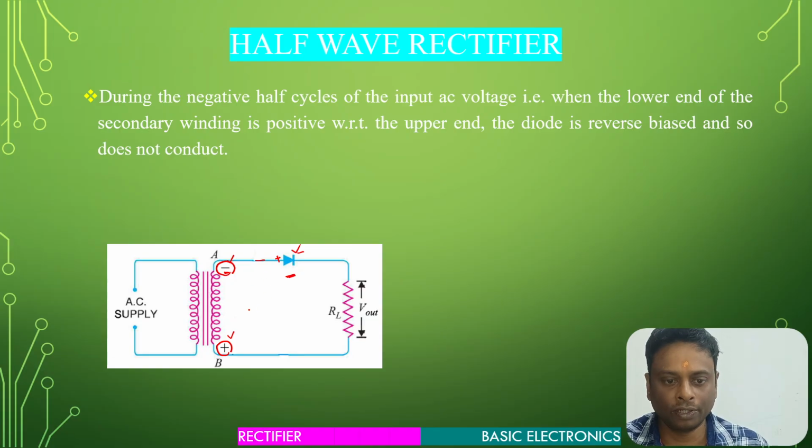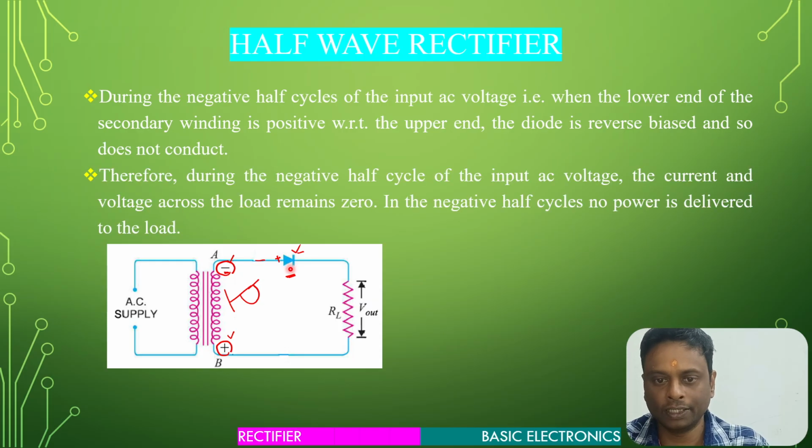So this is the negative half. We are talking about this negative half of the AC supply. During this negative half, this end is negative and this end is positive. In this case, the diode gets reverse biased. That is why it does not conduct any current. You can see it acts as an open circuit. So during the negative half cycle of the input AC voltage, the current and the voltage across the load remain 0. In the negative half cycle, no power is delivered to the load.